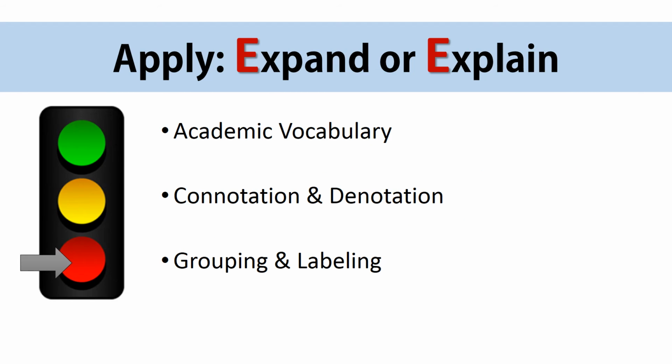Okay, let's apply the E portion, the explain, to our milestone question. So we've stopped and we're going to take a look at the three that we've chosen to answer the question: academic vocabulary, connotation and denotation, and grouping and labeling. First, academic vocabulary. Well, what about that helps me to communicate ideas clearly and succinctly? It helps us speak a common language so we all know what we're talking about.